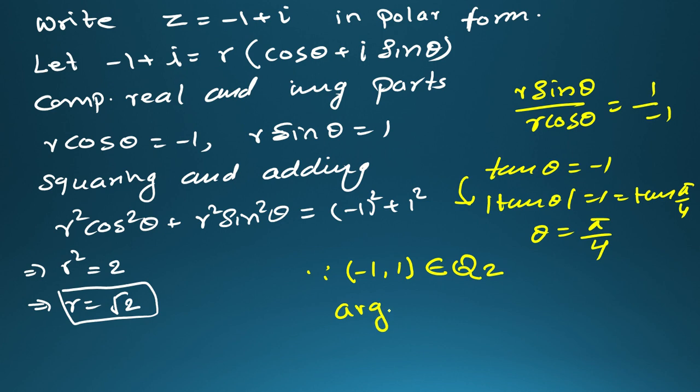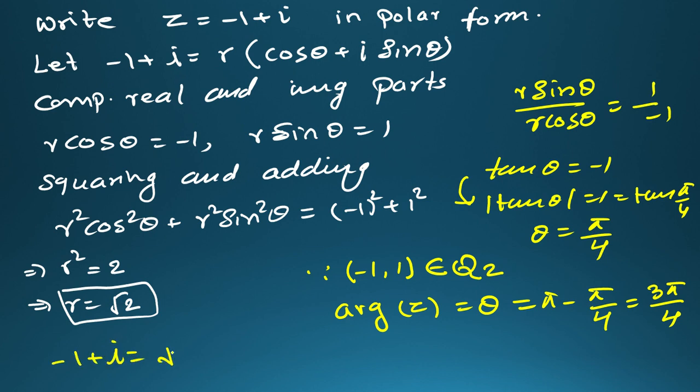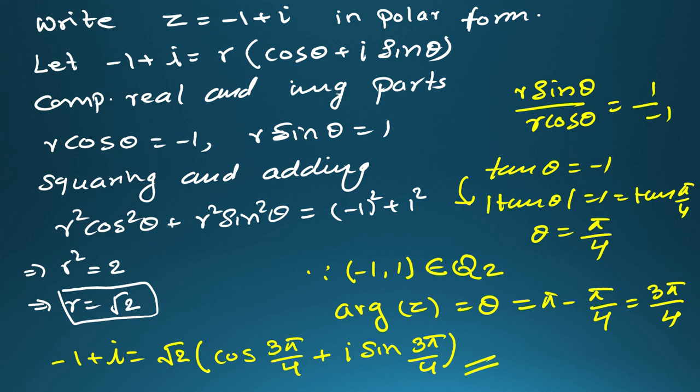So argument of z, or theta, will be equal to pi minus pi by 4, means 3 pi by 4. So how will you write the number? You will write the final answer like this: minus 1 plus i is equal to root 2 times (cos 3 pi by 4 plus i sin 3 pi by 4). Okay, like this you can write a complex number in the polar form.